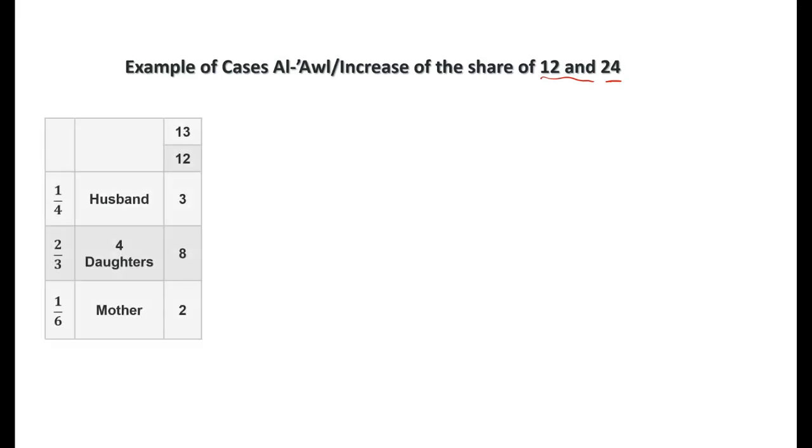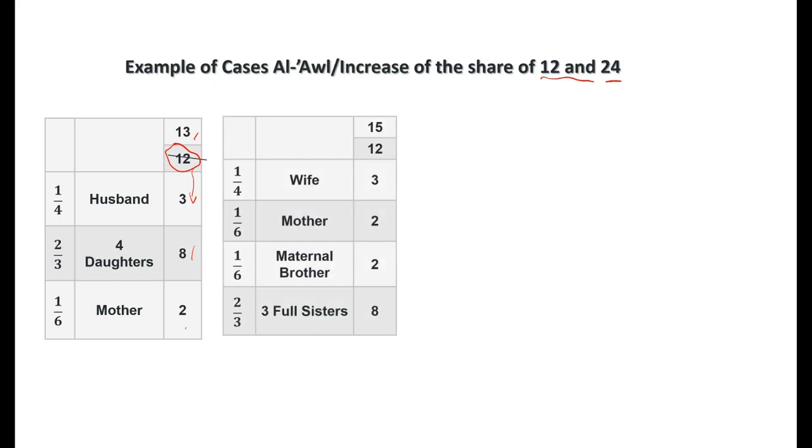In case 1, we have a husband, 4 daughters, and a mother. The case initially is given out from 12. So the wealth is divided from 12. A quarter of 12 is 3, 2/3 is 8, and 1/6 is 2. Then now we cancel the 12, and now it becomes 13. The Asl al-Mas'ala now is 13.